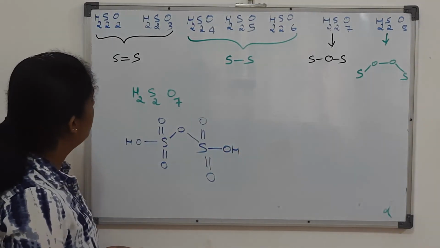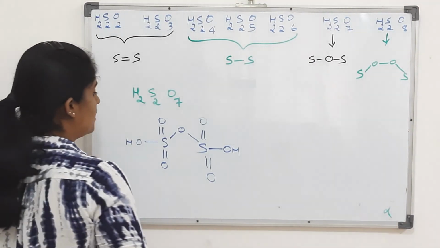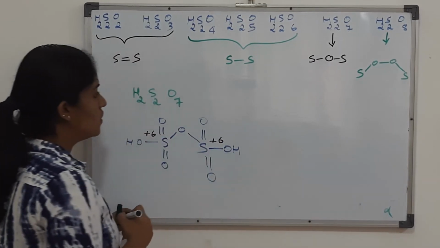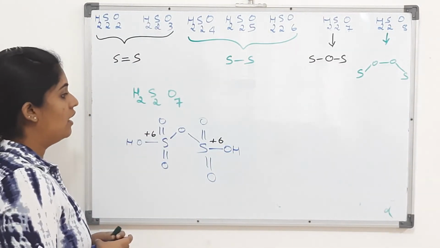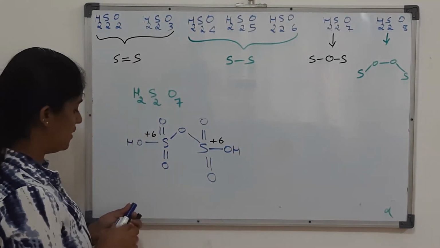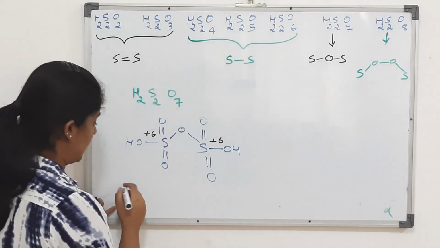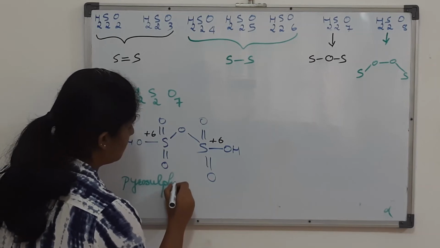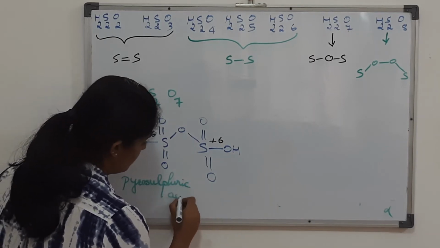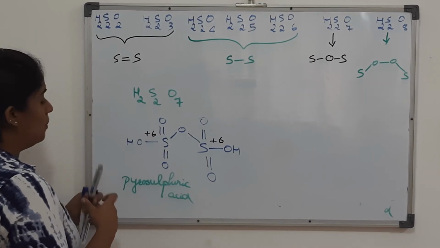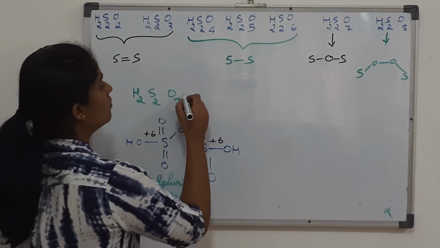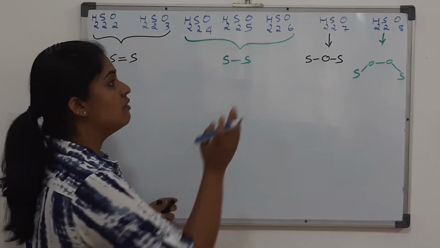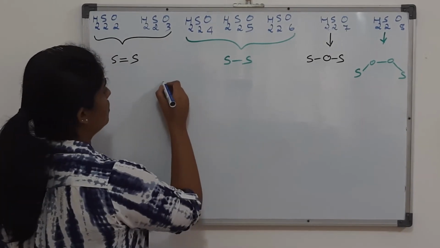And if you look into the oxidation state, you can see that both the sulfurs are in +6 oxidation state. So since they are in +6 oxidation state, they are higher oxidation state. So this one is termed as pyrosulfuric acid. Okay. And commonly you can call them as oleum. Clear? Moving on to the final oxoacid for today, that is H2S2O8.